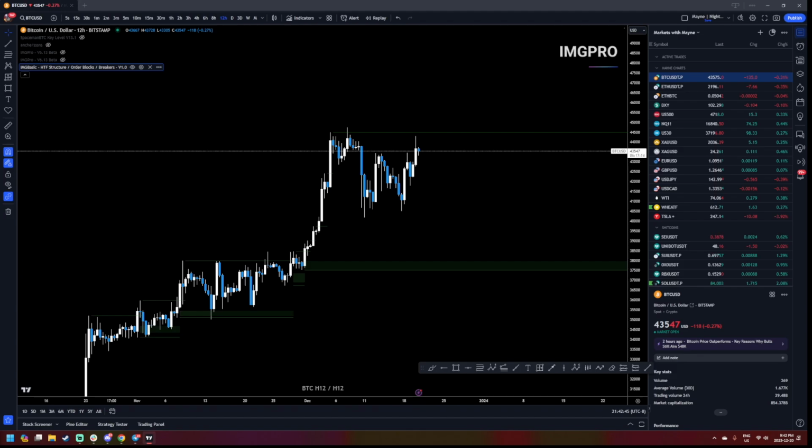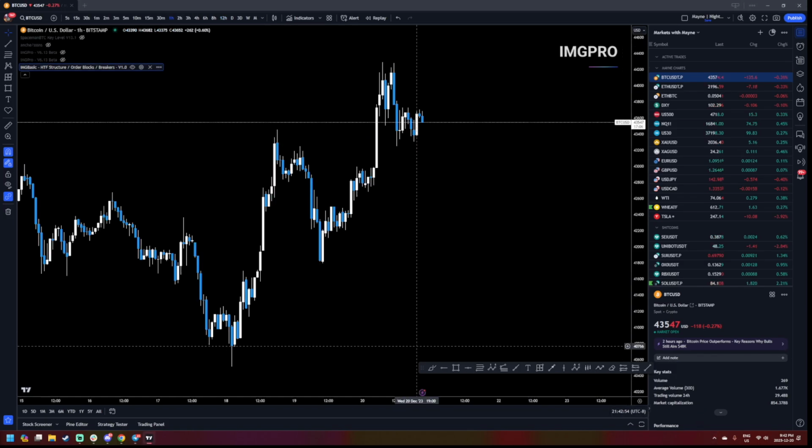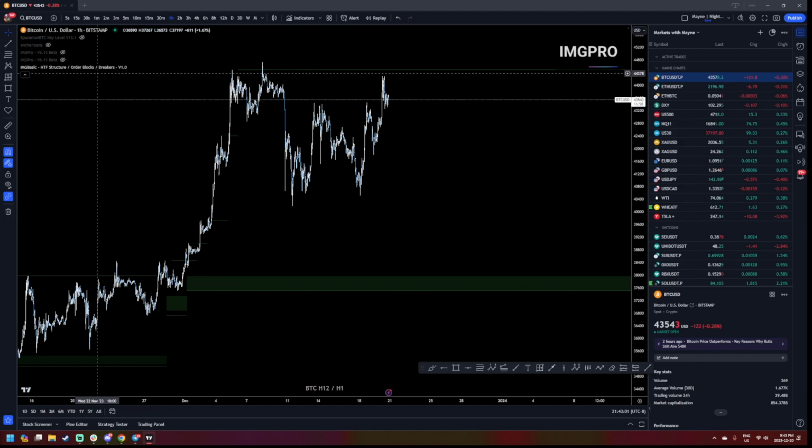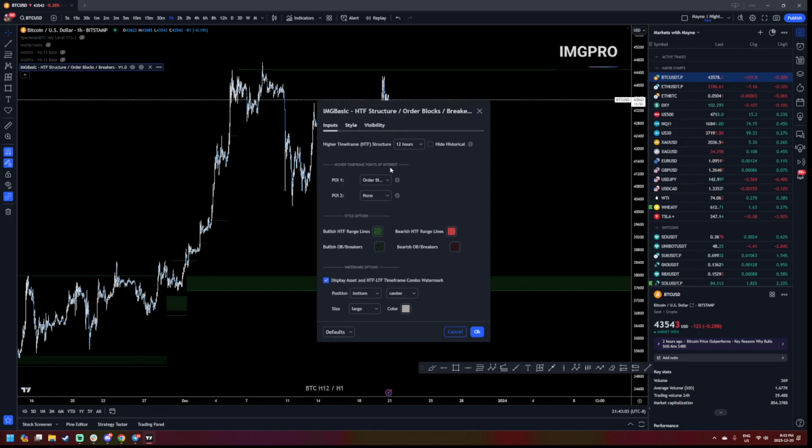So you can see we're on the H12, and you see the H12 chart here, or the H12 range, excuse me. Now, if I go down to the H1, what you will still see is those H12 range levels. Okay? So whatever time frame is selected here is going to be the time frame that the range levels and the points of interest are drawn on.